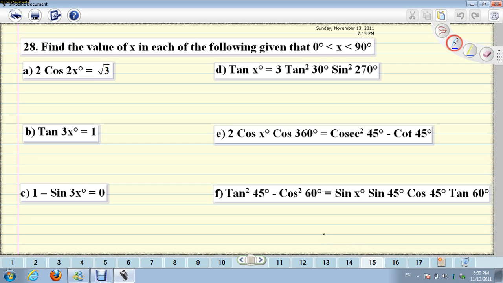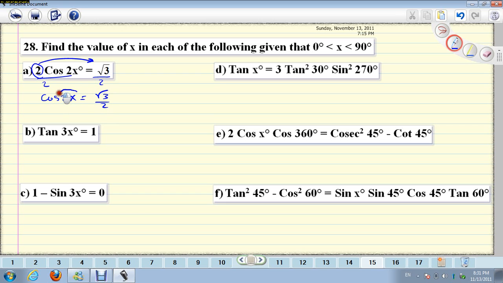Exercise 28, and this is page 53. Something like this will be in the exam, inshallah. We have 2 cosine 2x equals root 3. I'm going to move this 2 to the other side by dividing this by 2 and dividing this by 2. So cosine 2x equals root 3 over 2.